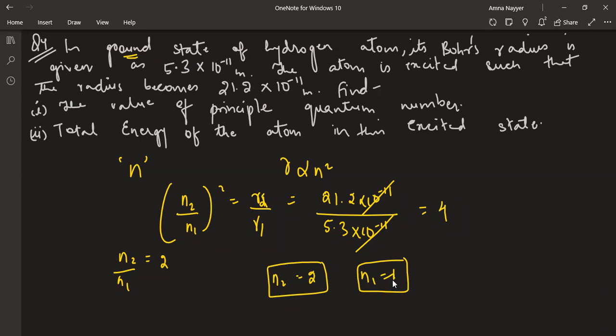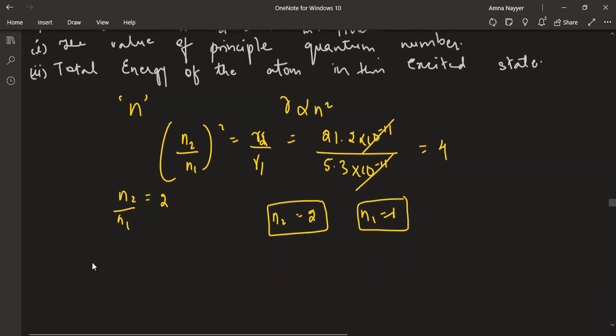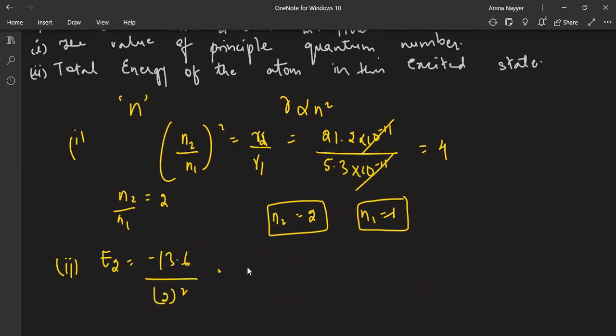Total energy of the atom in this excited state. So you have to find out in the second excited state. So calculation is easy. This is the first part, and this is the second part for the energy: minus 13.6 divided by 2 whole square. That is minus 13.6 divided by 4. Answer will be minus 3.4 electron volt. So this was a question from 2013. Note down the solution.